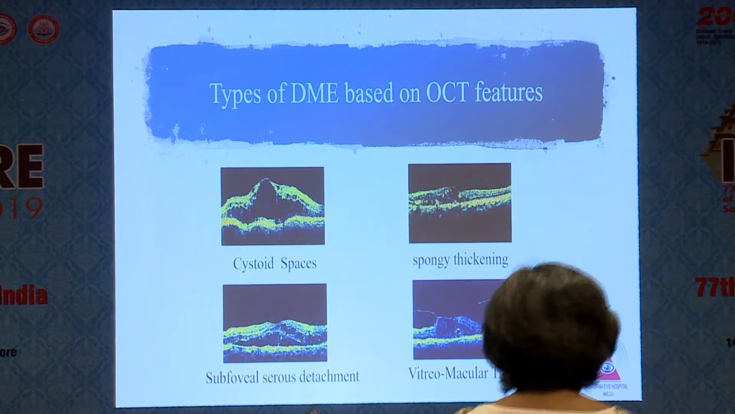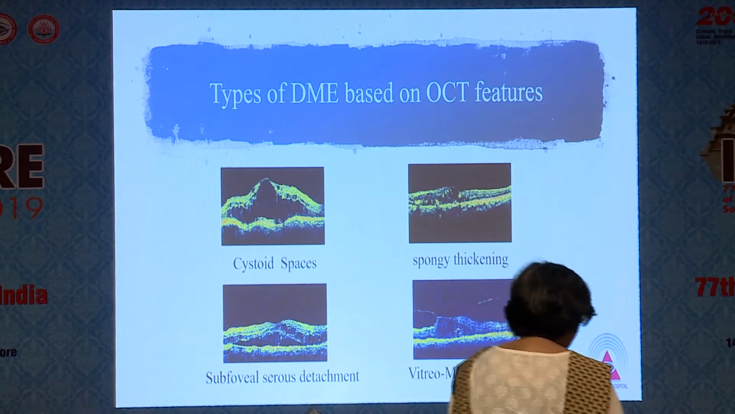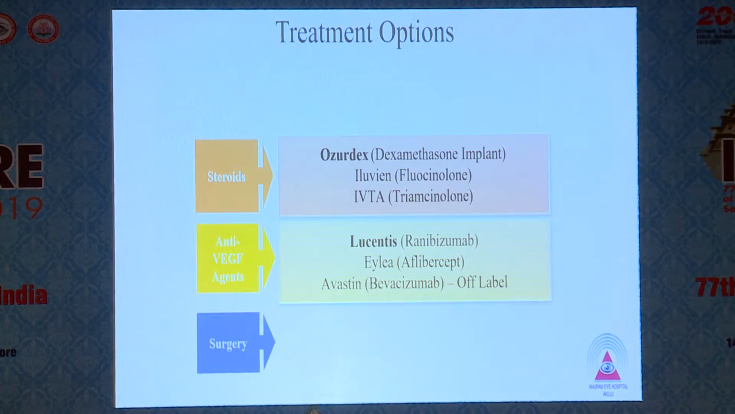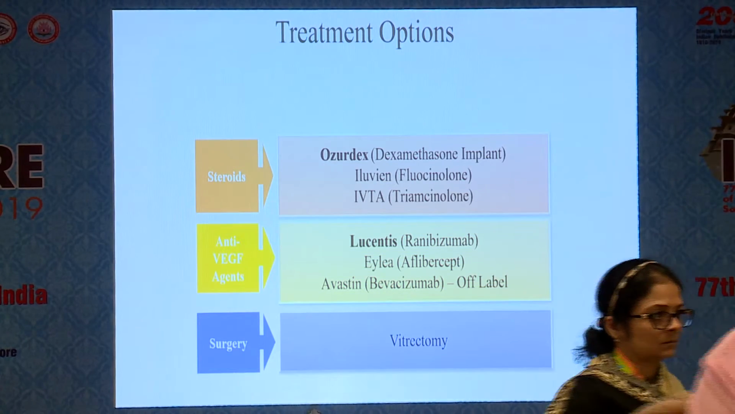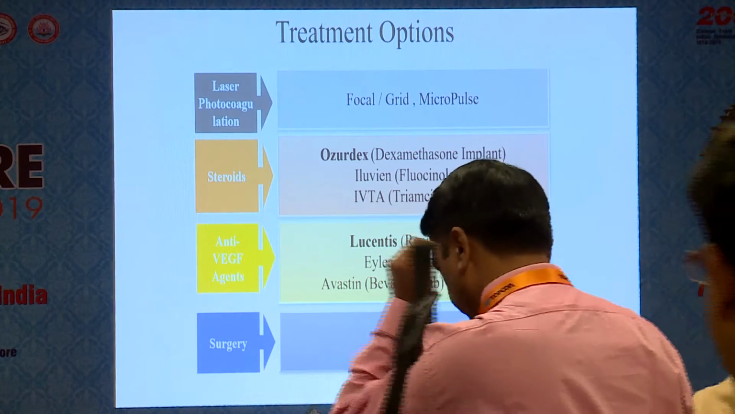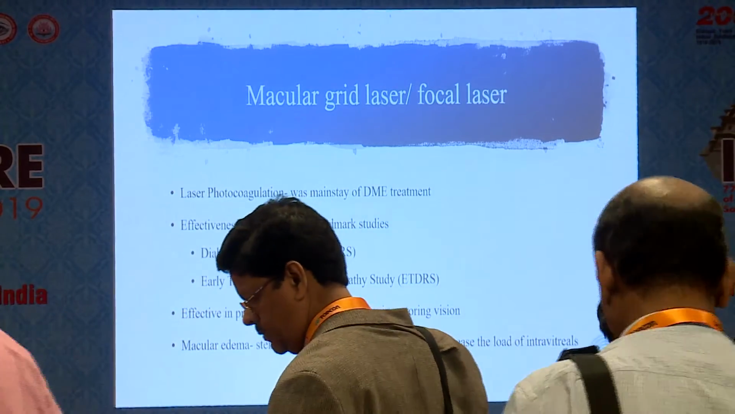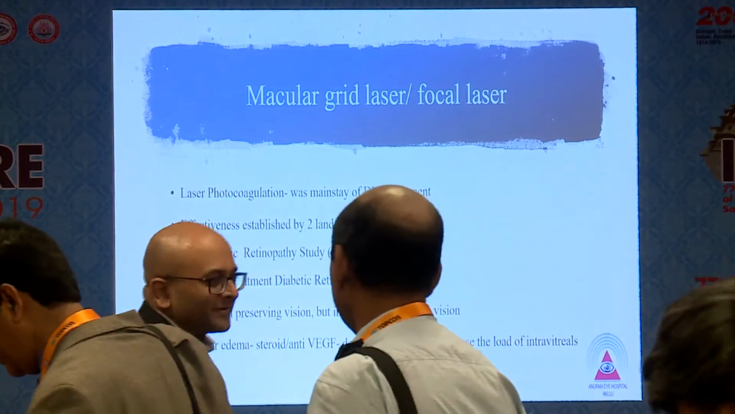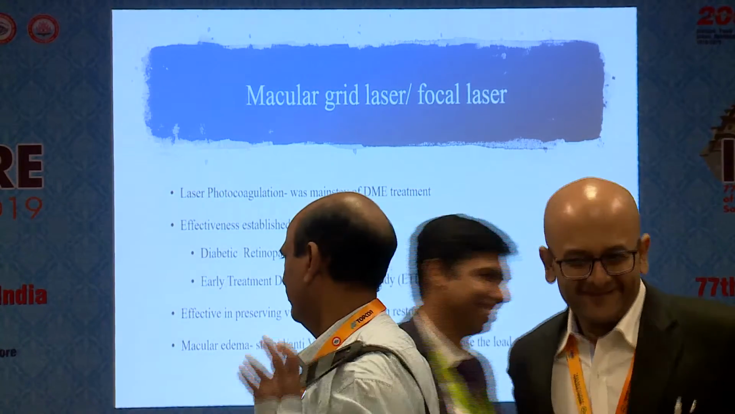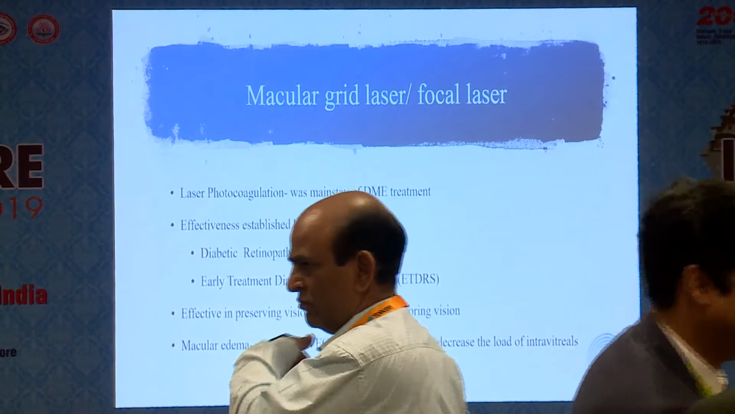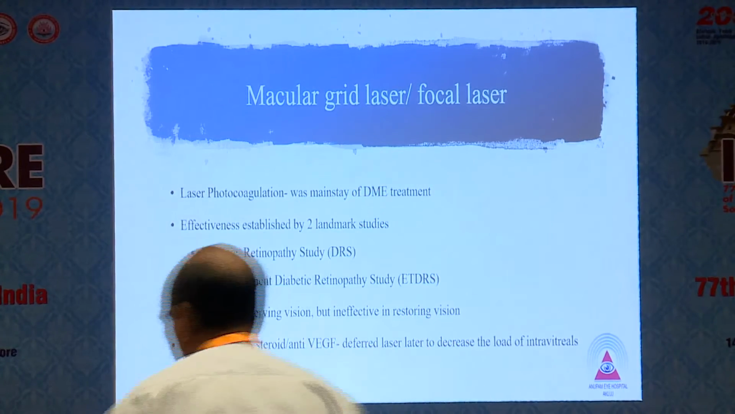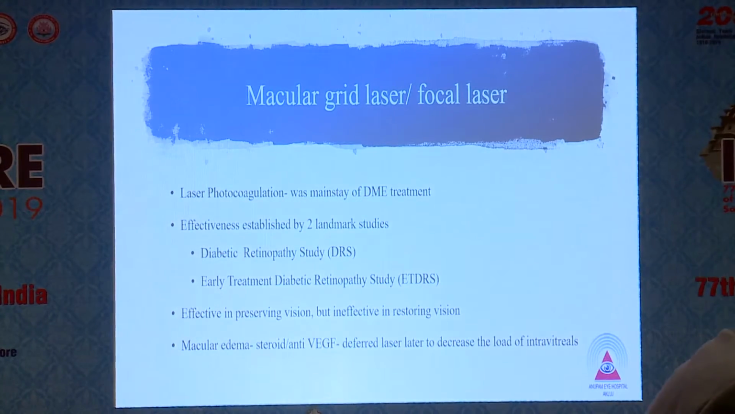These are the different types of DME based on OCT features. The treatment options are intravitreal steroids, anti-VEGFs, surgery, and laser photocoagulation. Laser photocoagulation was the mainstay of DME treatment in the pre-anti-VEGF era. Today, new modalities like micropulse lasers are used for mild center involving DME.